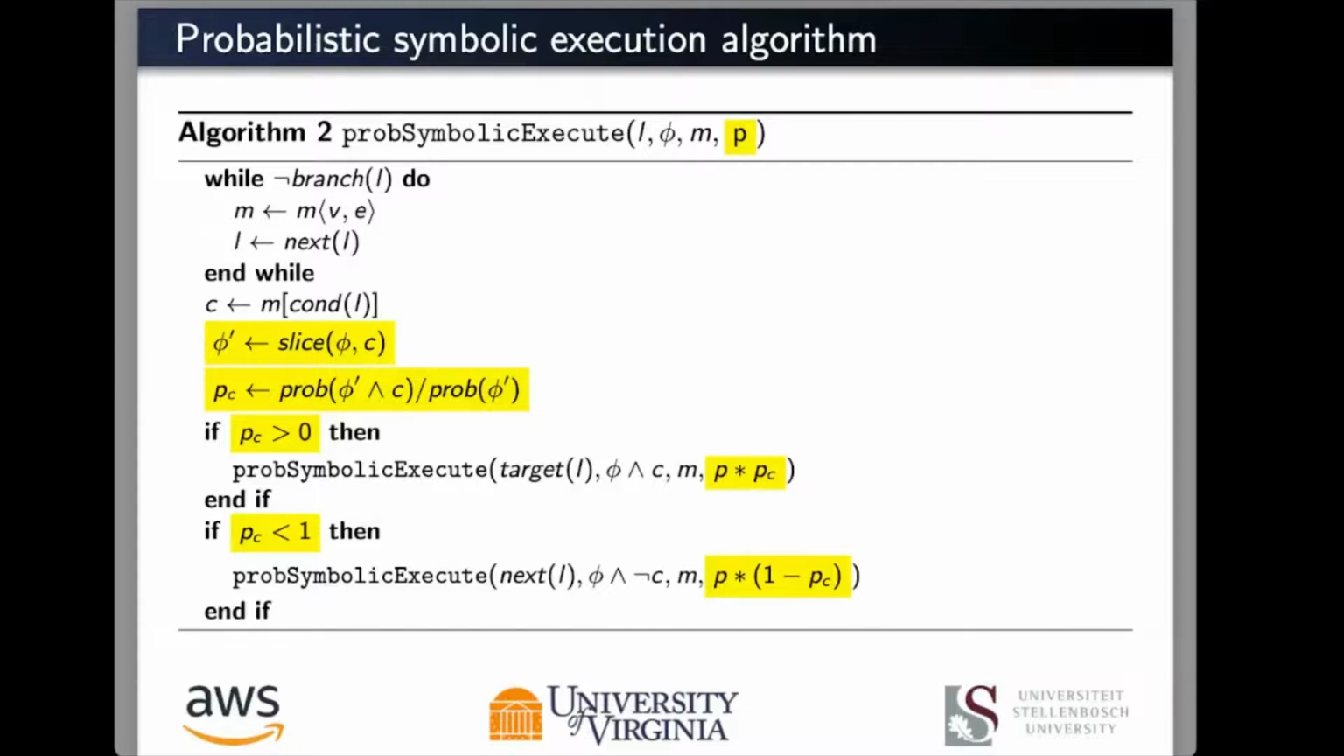And then you can see that we've replaced the SAT tests with a test on whether the conditional probability is non-zero or less than 1. And another thing that you'll see here is that what we're passing as an argument to the recursive calls is the product of P, the incoming probability, and the conditional probability, or 1 minus the conditional probability.